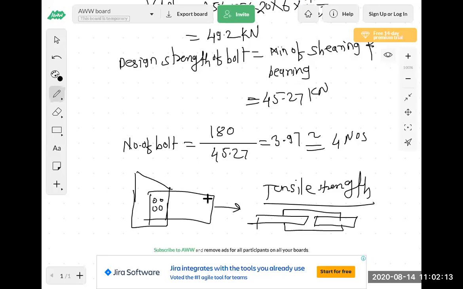So here we are calculating only shearing and bearing to reduce our time in the examination, because the problems are very lengthy. So we need not calculate this tensile strength. You can calculate as you wish, but this tensile strength we are not calculating because the lap joint is there. This butt joint is there, we have to calculate this.